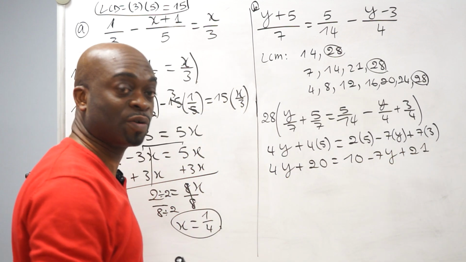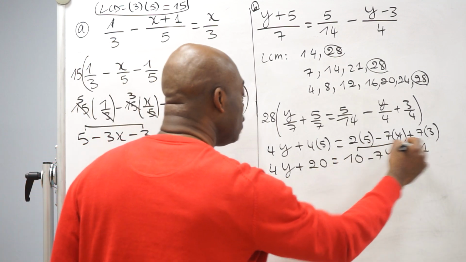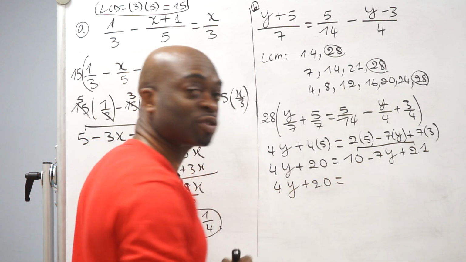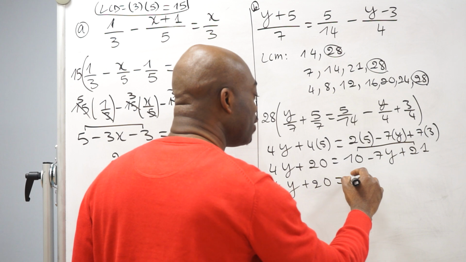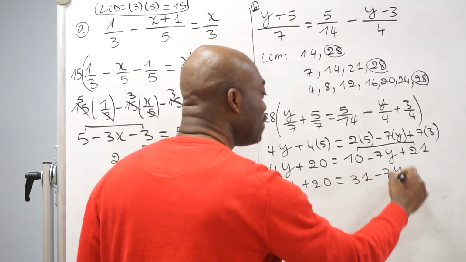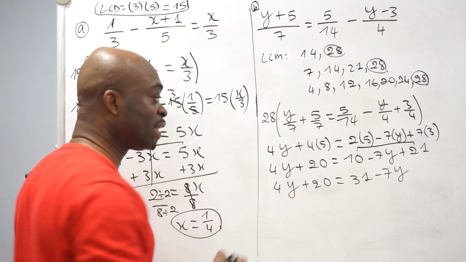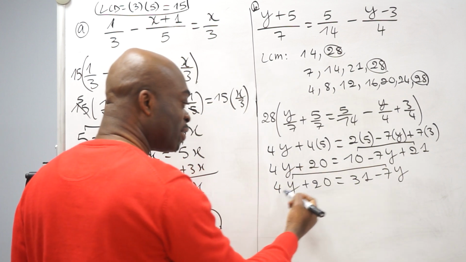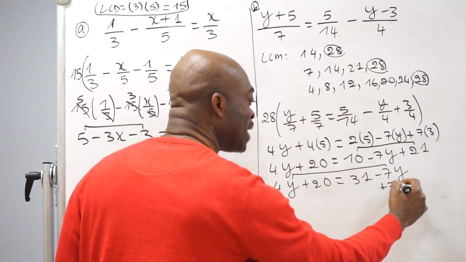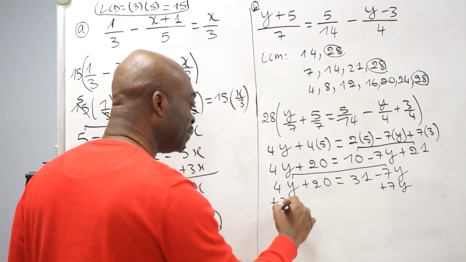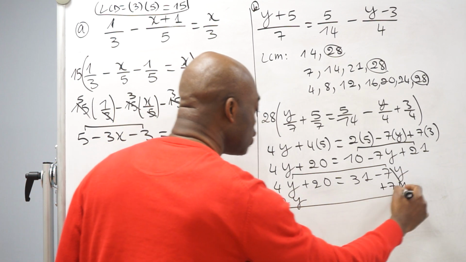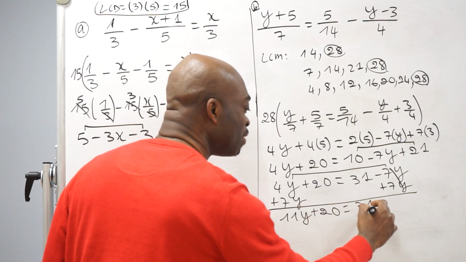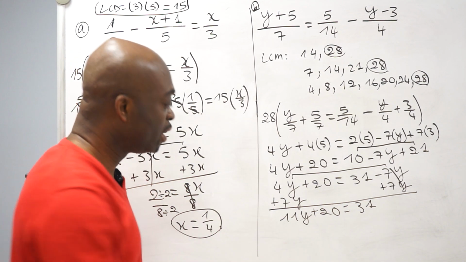Now we got to combine like terms, right? So 10 and 21, so we bring down the 4y plus 20 equals to what? 10 plus 21 is going to give us 31 minus 7y. Combining like terms still, 4y and negative 7y. This is lower, so we bring it here to combine, so positive 7y, positive 7y. So we end up with 11y plus 20 equals to what? 31, ladies and gentlemen. Okay? So we get in there.